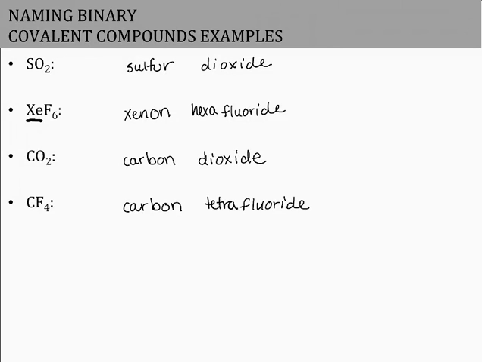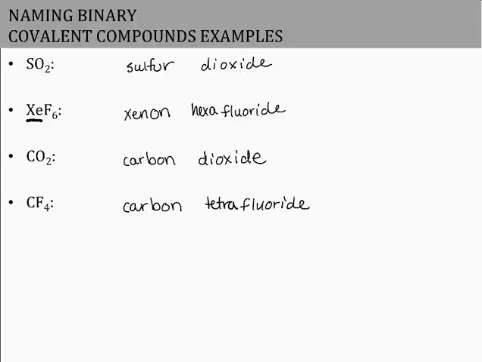So it's a good idea to go through these prefixes and just know all of those prefixes, 1 through 10. So we have mono, di, tri, tetra, penta, hexa, hepta, octa, nona, and deca. So sometimes it's easy to get hexa and hepta mixed up. So you might want to focus on those two in particular. I can also post some flashcards for these prefixes as well if you haven't seen these before.